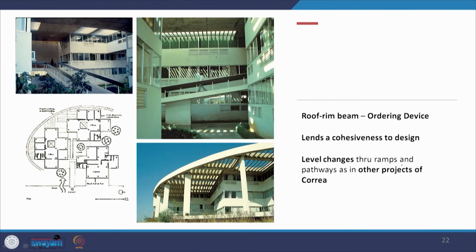Now the roof beam that was provided, rather the pergola that is provided, also acts as an ordering device. It lends cohesiveness to the overall design. The level changes take place within it through ramps and pathways as in other projects of Charles Correa, and it continues to remain one of the seminal works of Charles Correa.